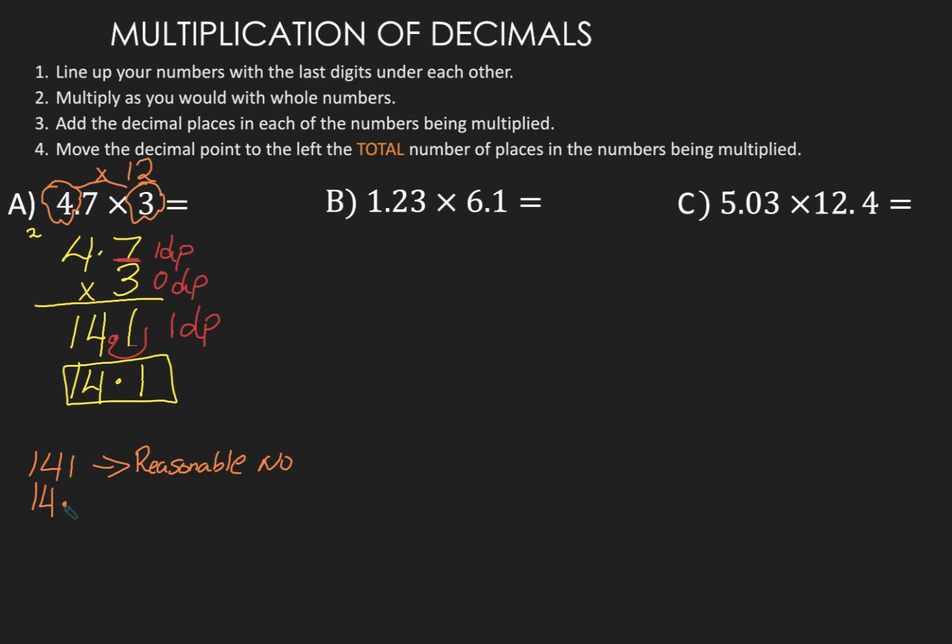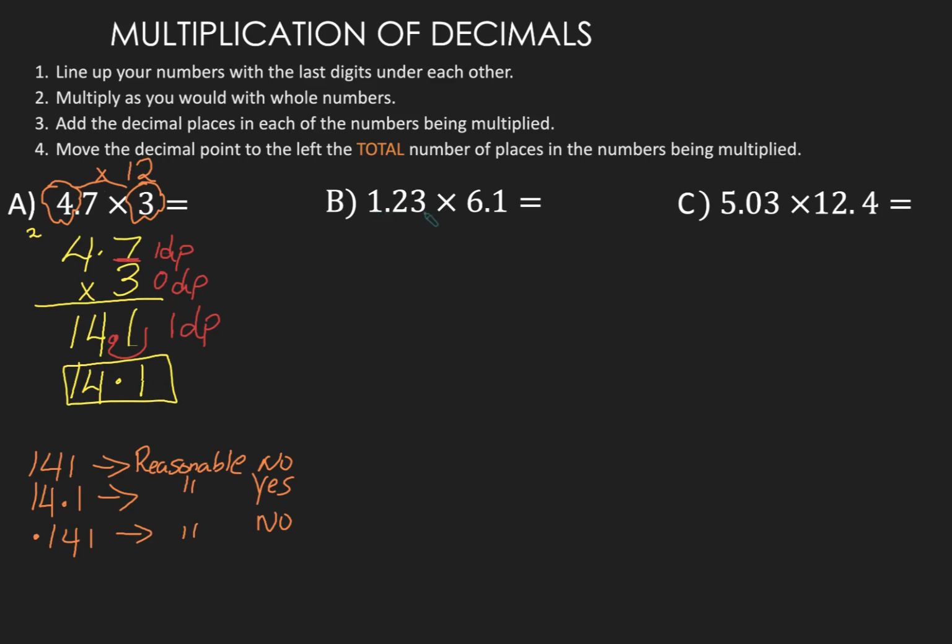Is 14.1 a reasonable answer? Yes. Would 0.141 be reasonable? The answer is no. So to check if your answer is correct and if your decimal point is in the correct place, just multiply the whole number portion, and that should give you a clue. When I multiplied 4 times 3, I got 12. My answer turned out to be 14.1. Let's try this again.